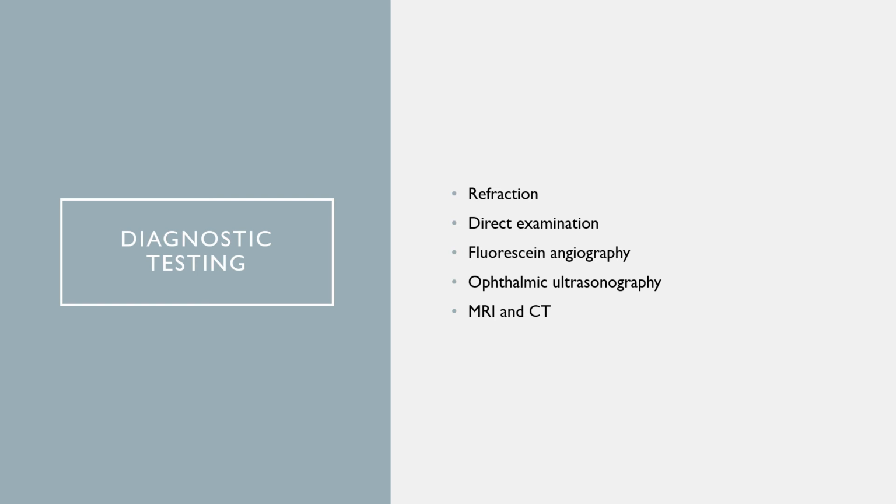Fluorescein, you may want to review that from pharmacology, is used to stain the cornea and highlight irregularities of the epithelial surface. And then we'll use a tonometer to measure that IOP. If you remember, IOP stands for intraocular pressure. A direct examination is performed with an ophthalmoscope and allows examination of the fundus and other internal eye structures.